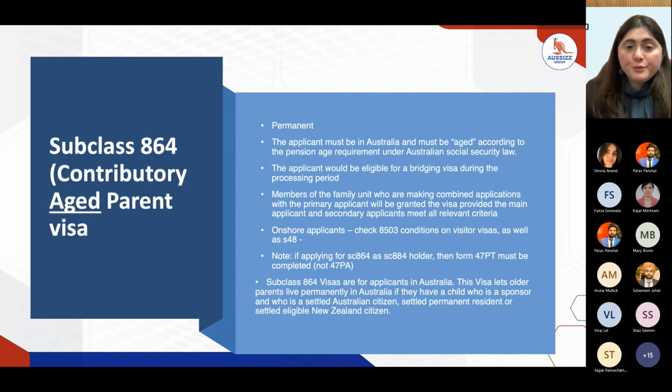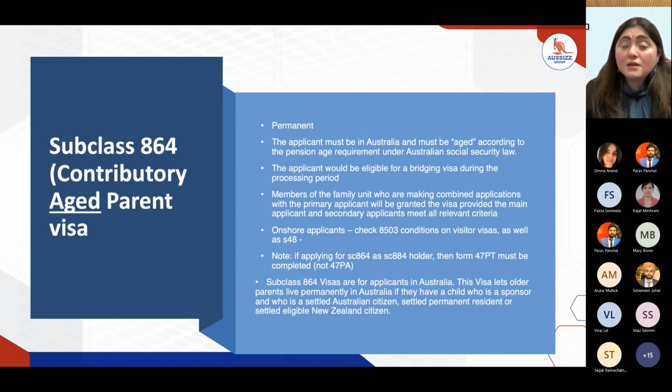The 864 contributory parent visa is a permanent visa. The applicant must be in Australia and must be aged according to the pension age requirement and under the Australian Social Security law. The contributory parent visa, it allows you to get a bridging visa if you have lodged a valid application onshore. The members of the family unit who are making the combined application with the primary applicant will be granted the visa provided the main applicant and secondary applicant meets all the relevant criteria.